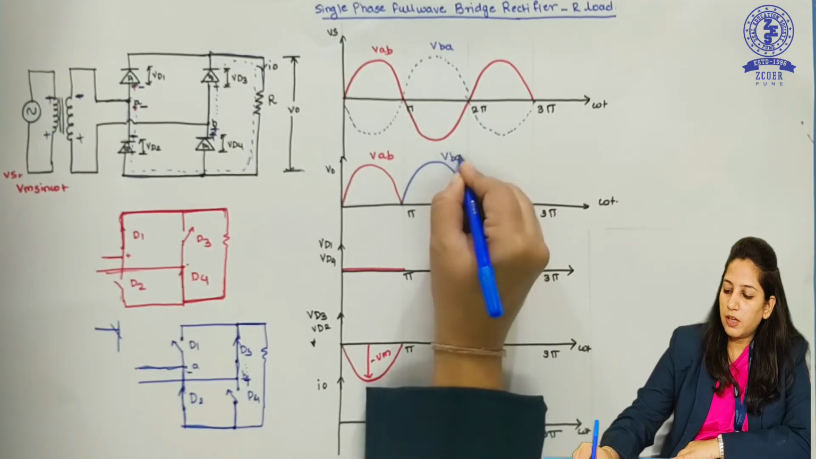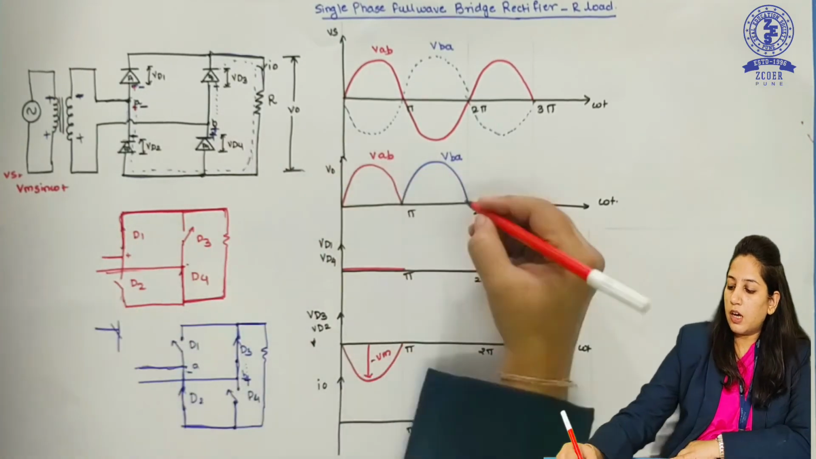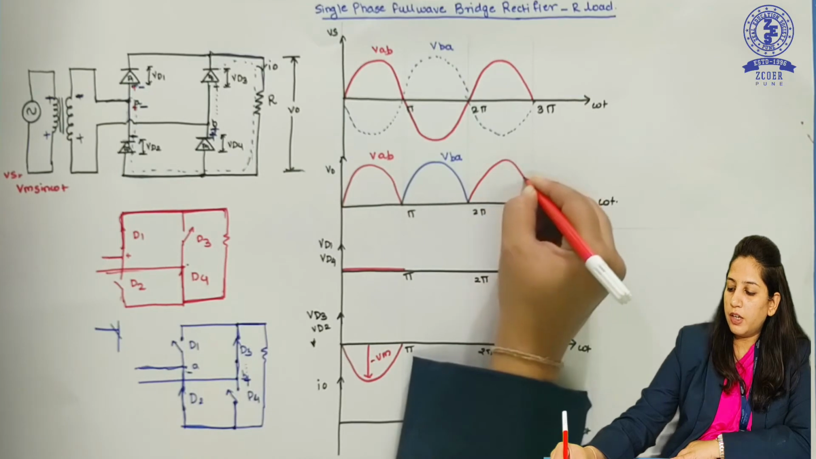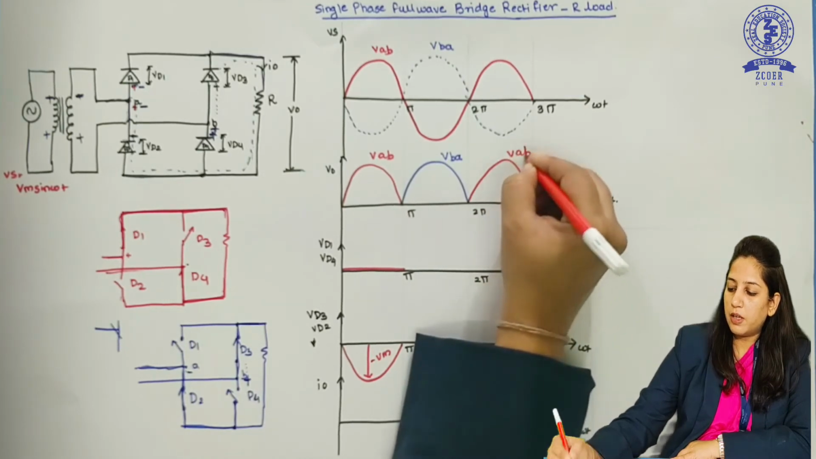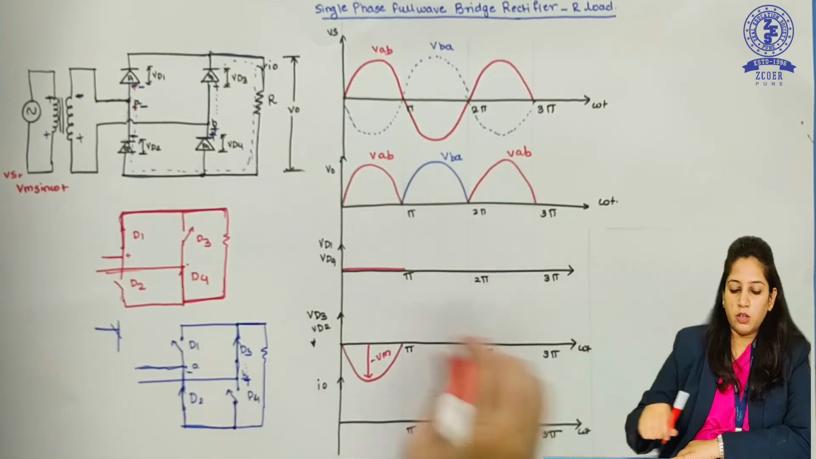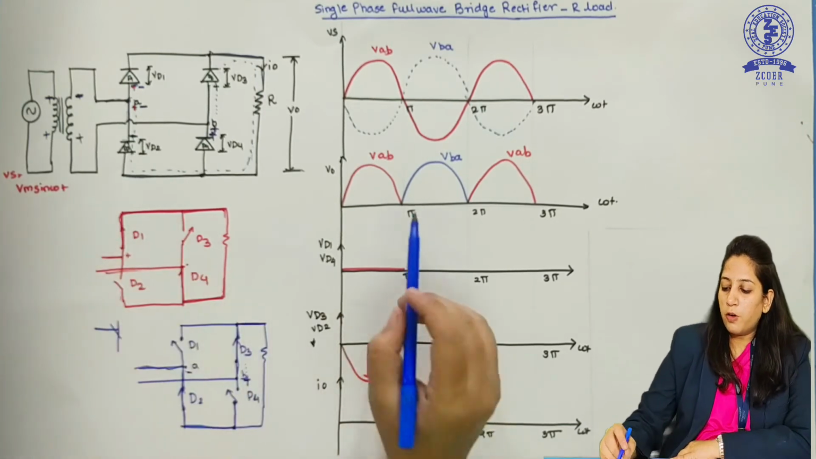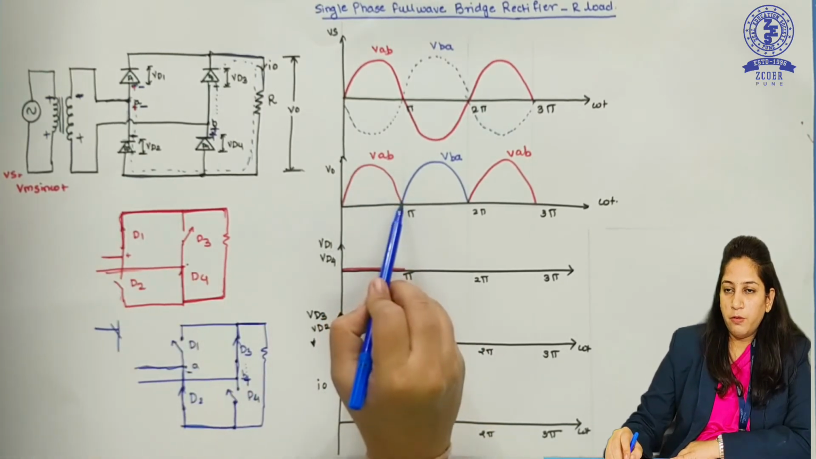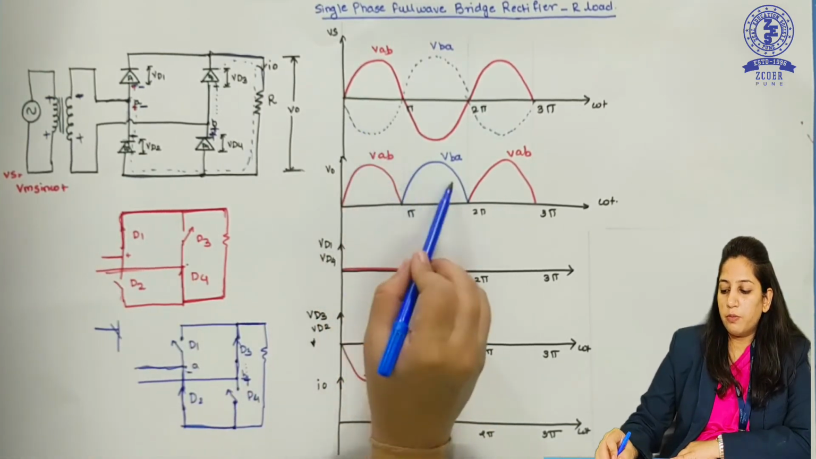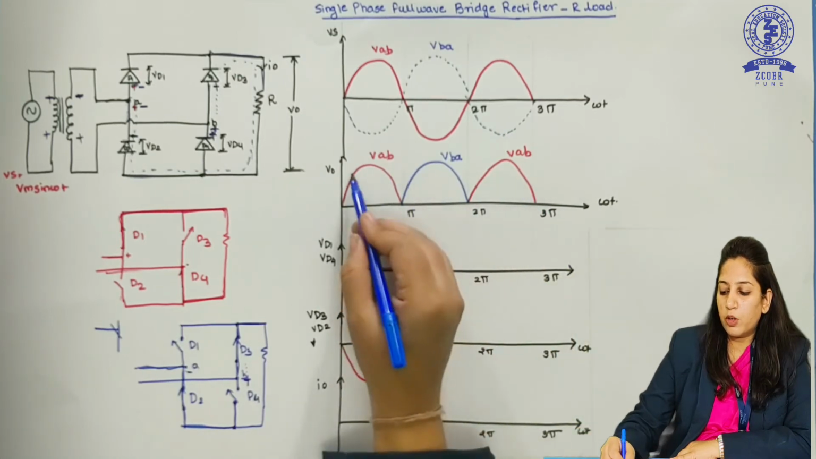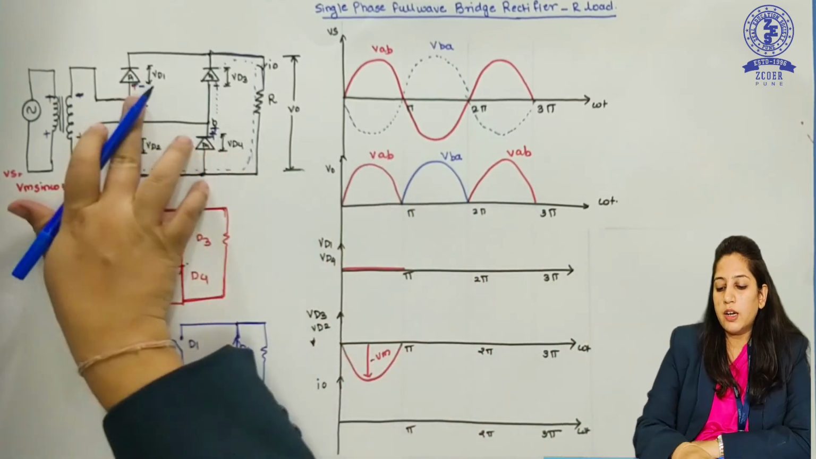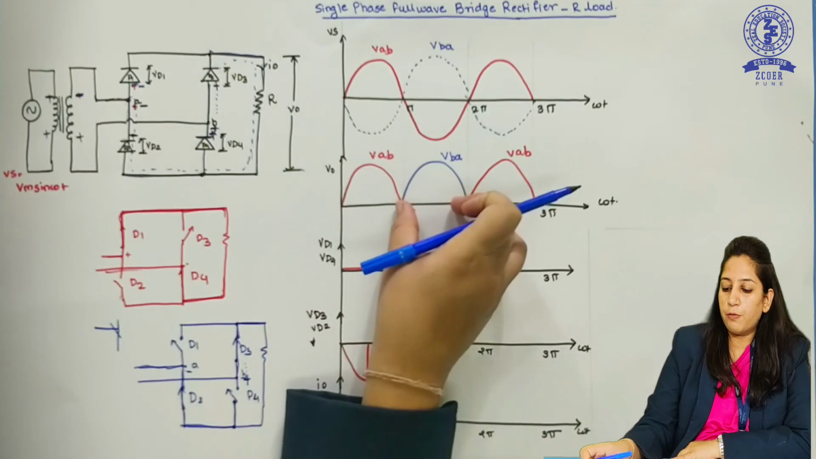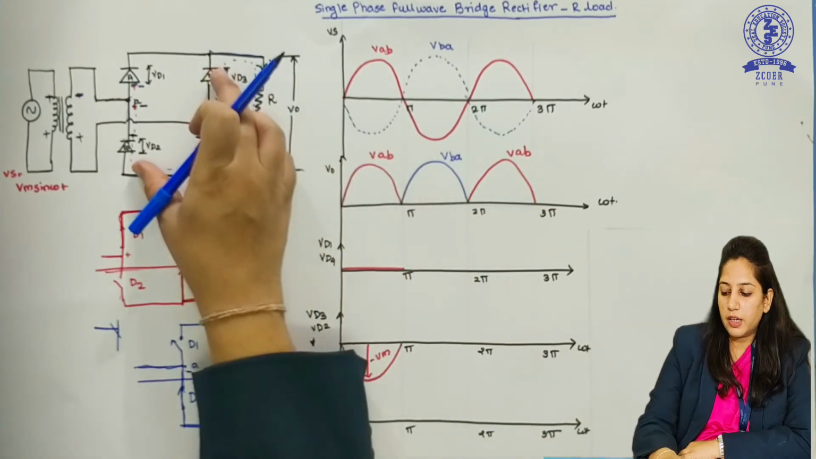Similarly, for the other half cycle it will be VAB, and so on. For getting this half wave, half wave means this together is called a full wave, but for this half wave two diodes are conducting at a time. For the second half wave another two diodes will be conducting at a time.